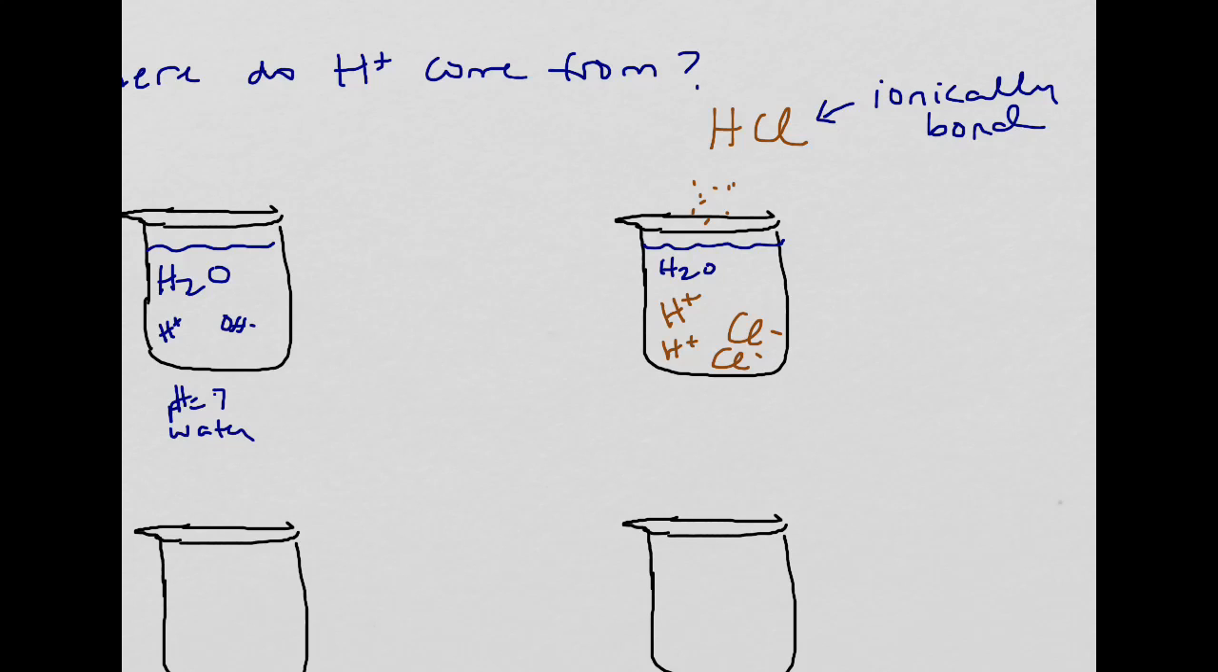Okay, just to be thorough, that water also has some hydrogen and OH, but it's equal quantities because it was pH of 7 when we started. So we added hydrochloric acid crystals to it, and boom, it's dissociated. Now we've got a bunch of free hydrogen ions. And what are they going to do to the pH? They are going to change the pH, and they're going to make it less than 7.